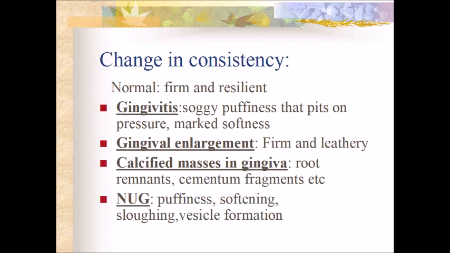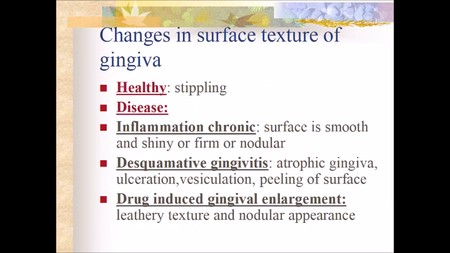Changes in consistency: normally it is firm and resilient, but in gingivitis it is soggy, with puffiness that pits on pressure, and marked softness will be there. Now, gingival enlargement: firm and leathery consistency. Calcified masses in gingiva, for example root remnant, cementum fragment, etc., might be there. In necrotizing ulcerative gingivitis, puffiness, softening, sloughing, and vesicle formation will be there. These are all the changes in consistency that will be seen in the disease state.